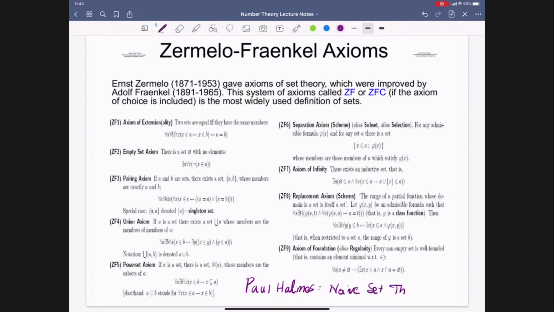And so this is a text if you're interested in learning more about the foundations of mathematics from the Zermelo-Fraenkel point of view. Naive Set Theory is a great book. It covers, as Paul Halmos states, all the set theory that a working mathematician needs to know. Because of course, logic and set theory are a branch in themselves, and one can go much further. But in terms of just the foundations, this book has it all.